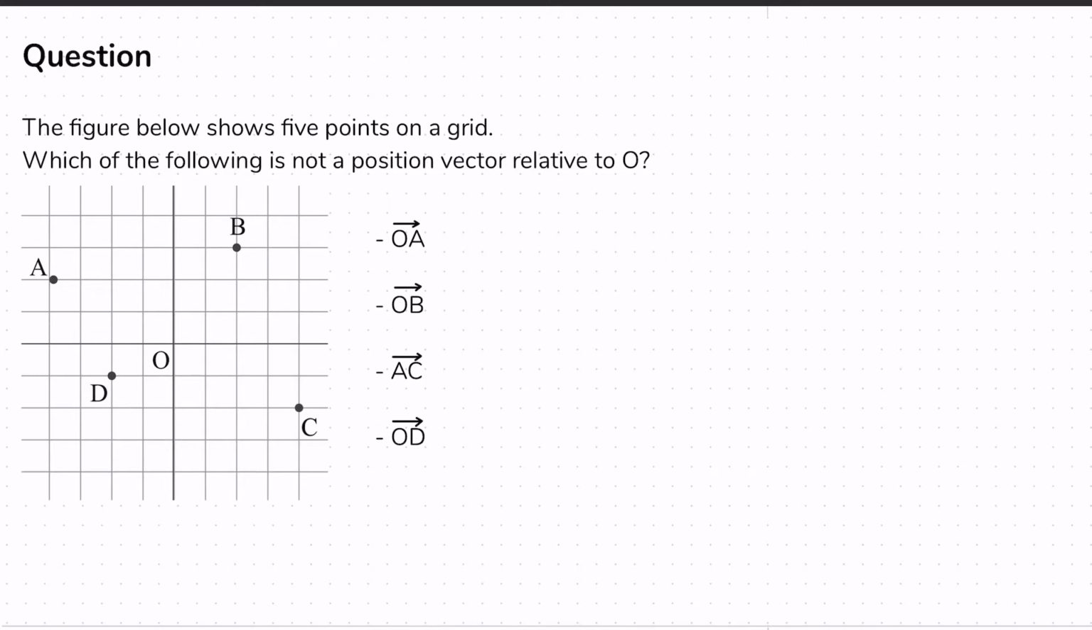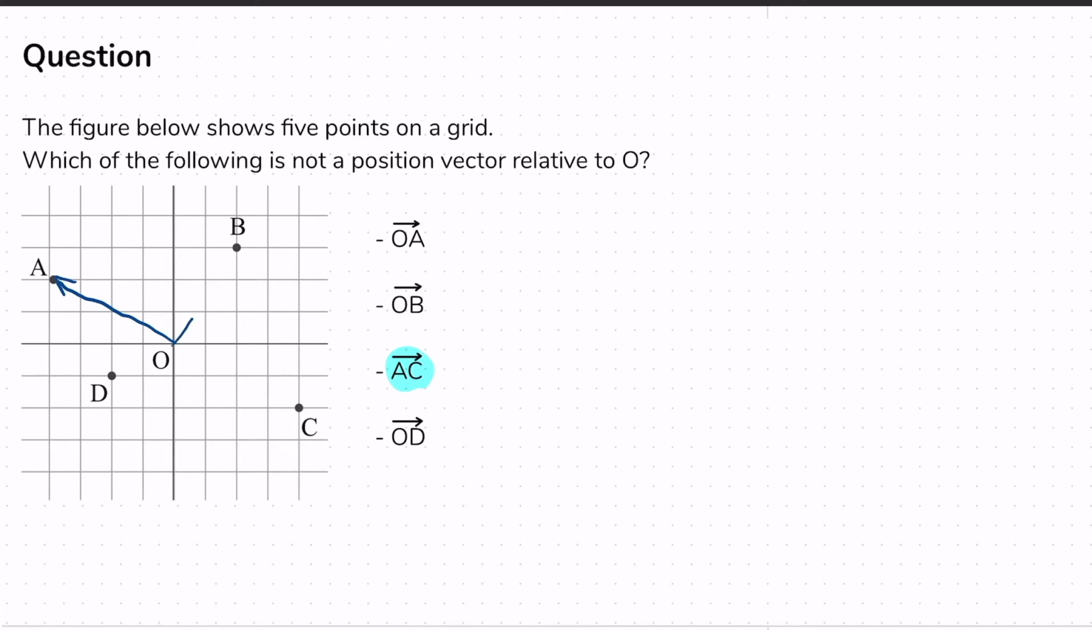Now in this question below we're given 4 different vectors and we're asked which is not a position vector relative to O. Immediately, something that jumps out at me looking at these is that this doesn't actually have O as a part of it. So what I can do is try and draw them. So OA, right, that's this vector here.